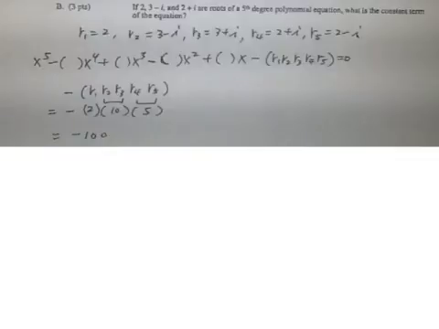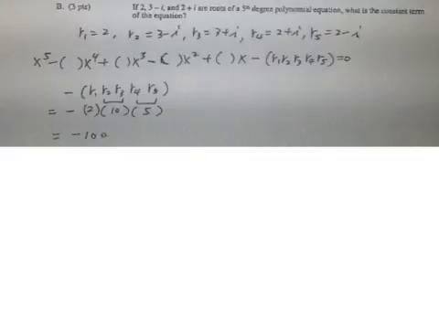Here we are told that if 2, 3 minus i, and 2 plus i are roots of a fifth degree polynomial equation, what is the constant term of the equation? So first off, I can determine the other two roots. We know three of the roots, but we can find the other two because the other two will have to be conjugates of the imaginary roots.